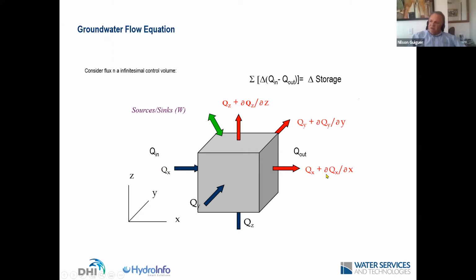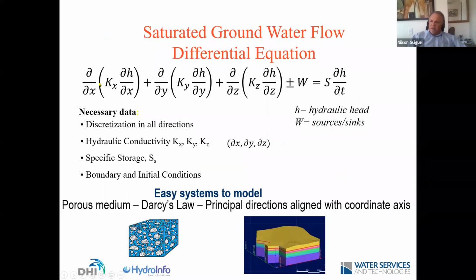So if I replace now Q by Darcy's law, I get the three-dimensional saturated groundwater flow equation, which needs to solve discretization in all directions, X, Y, Z. It needs this parameter, which is the hydraulic conductivity. It needs storage coefficient. And here it's whatever is coming from outside or being pumped from the cell itself, so sinks and sources outside. And it needs boundary conditions, as any solution of differential equations does.